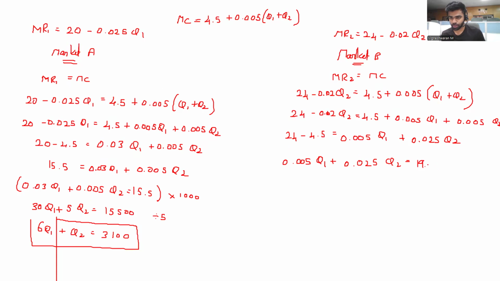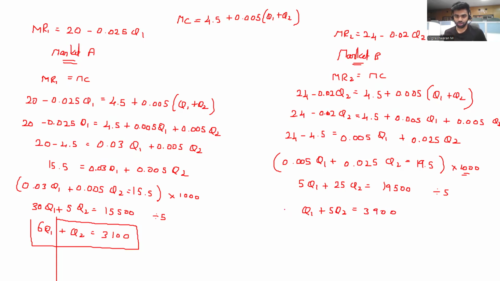Okay. So same, I am going to multiply the equation with 1000. Okay, I am multiplying this to get rid of the decimal values. So it will be 5 Q1 plus 25 Q2 is equal to 19500. So divide by 5. So it will be Q1 plus 5 Q2 is equal to 3900. Right? Yes. So this will be our equation 2. So this is my equation 1 and this is my equation 2. If I solve the two equations, I will get the quantity.